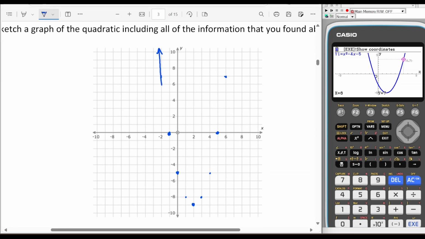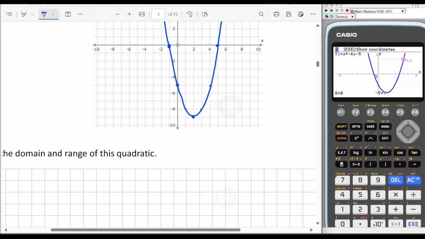Make sure that it's nice and accurate. The more points you can put in, the better, but obviously you're under a time limit, so you may or may not be able to put in a whole bunch of points. There we go. And then we put in the equation, x squared take 4x take 5. Done.